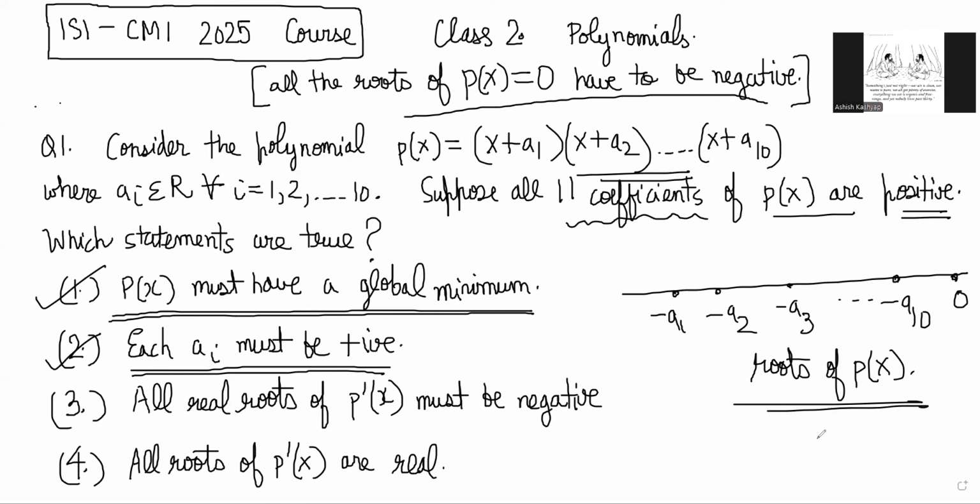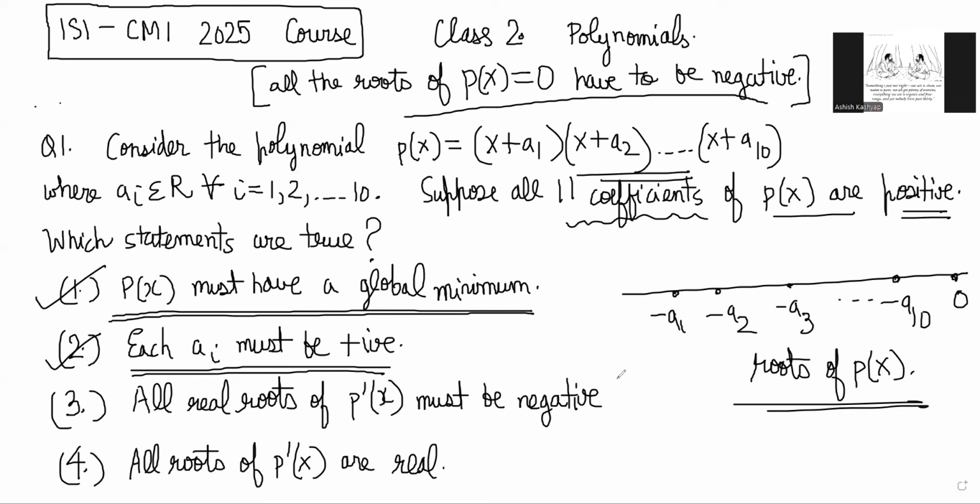Why are you saying roots are also negative? Because if it is a positive polynomial, then if you turn the derivative dp of x by dx into 0, there must be a combination of positive and negative. Since there are 10 roots, there will be 10, then 9. Likewise, the coefficient will be shifted. So if there is a negative, then only you can get the combination to nullify each other to get the 0. Yeah, more or less you're correct, but not exactly.